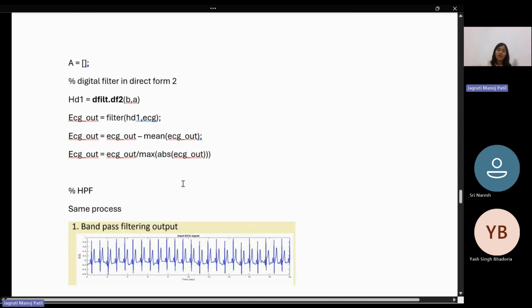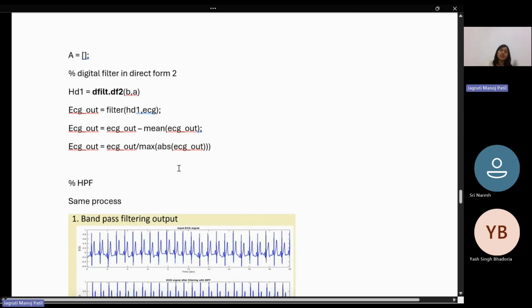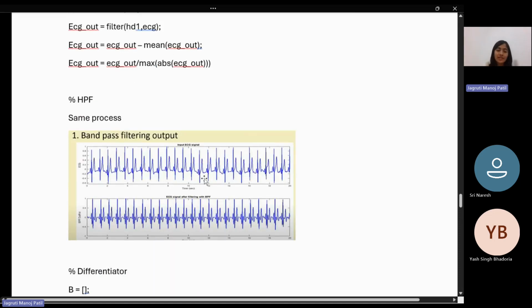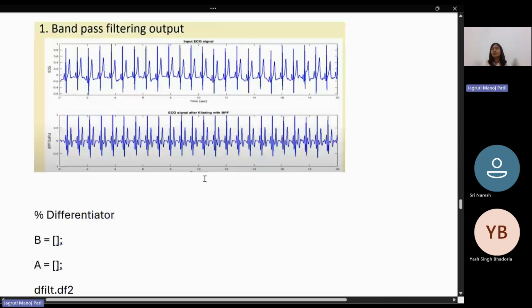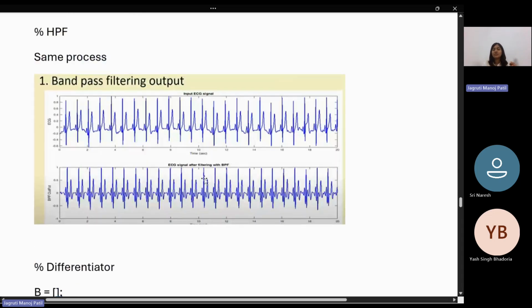Okay, so now what you have is nothing but your signal that was band pass filtered, so like this. So this was your initial ECG signal. Now you might say that the initial one looks cleaner with respect to the one in the signal after filtering with the band pass filter.